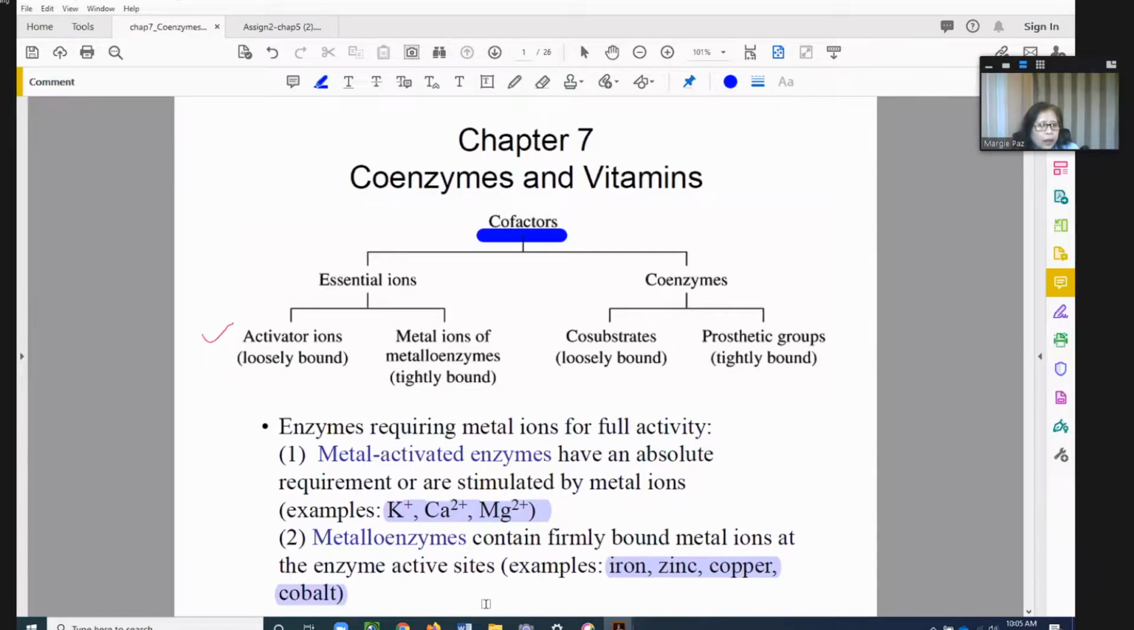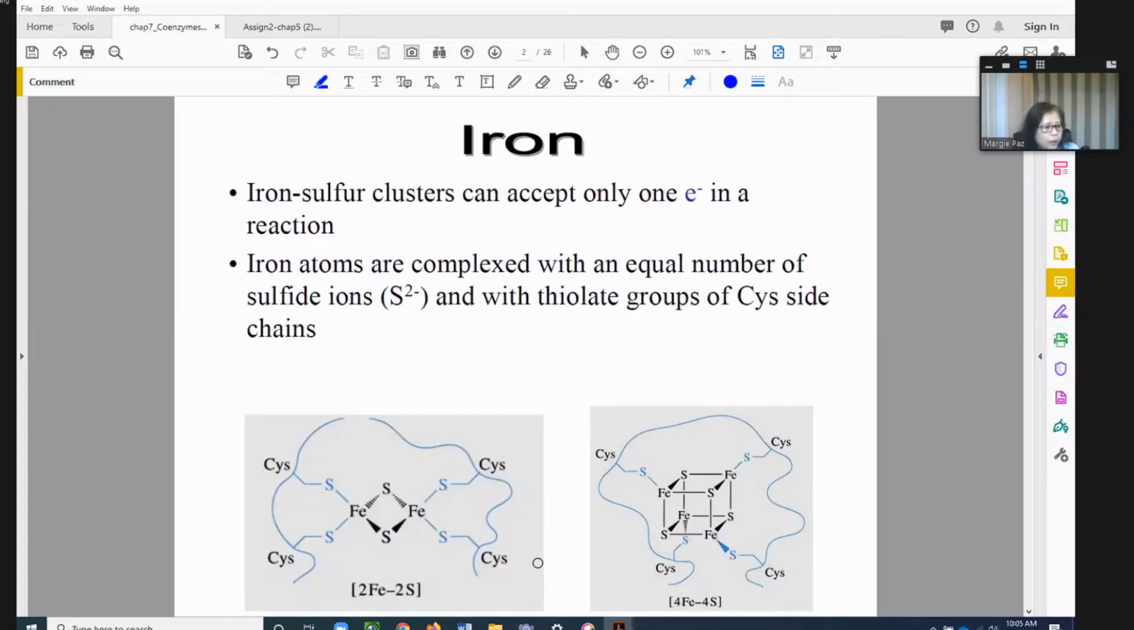Right. And let's just look at one example of how these are involved in catalytic activity. So our example will be iron. This is a metal ion that's commonly encountered in metalloenzymes. It participates through reversible oxidation reduction reactions. And some enzymes have heme groups.